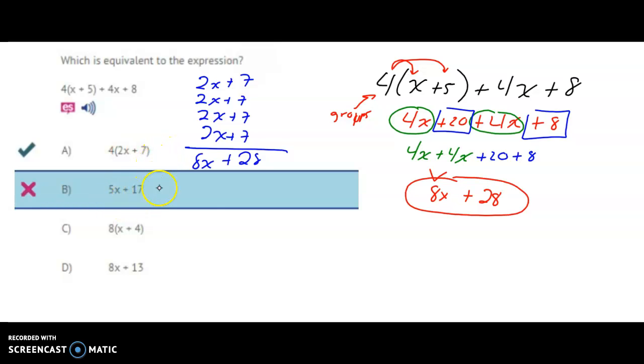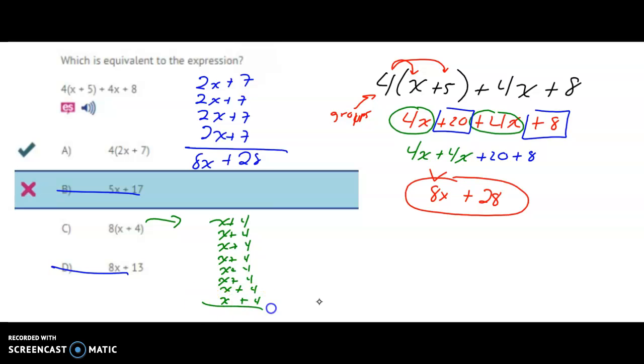Now look, see the 5x plus 17, that's not the same thing. So we know that's not going to work. Now, we know 8x plus 13 is not going to work. But let's check this 8 times the sum of x and 4. All right, so we're going to have 8 groups of x plus 4. Let's do 8 groups of x plus 4. Ready? x plus 4, there's 1, 2, 3, 4, 5, 6, 7, almost done, 8. There we go. 8 groups of x plus 4.